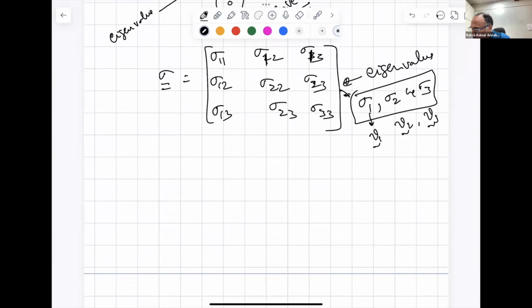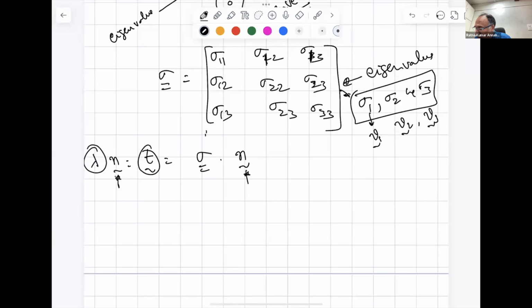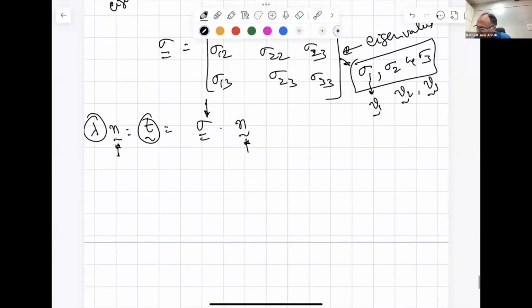Okay? So you can see T is equal to sigma dot n. If this T happens to be some lambda times n, in the same direction as n, then lambda is called an eigenvalue of sigma, and n is called an eigenvector of sigma, because the direction did not change.